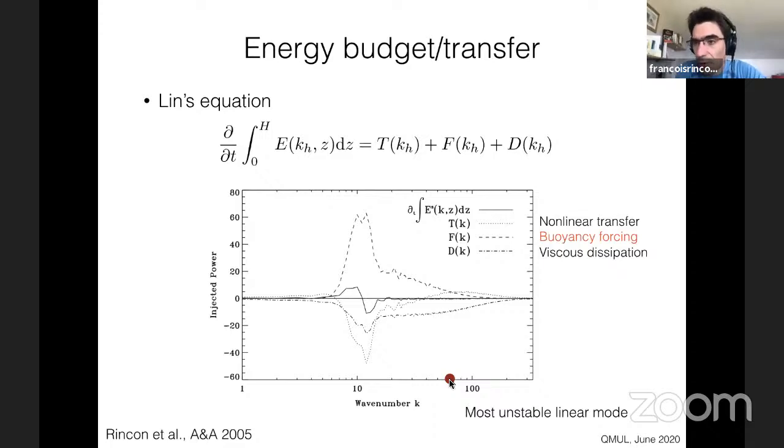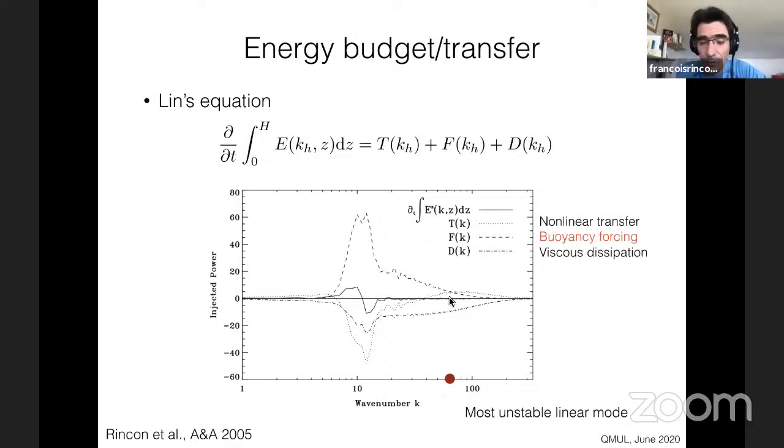The other information on this plot is that you take this red point here, this scale. This is the most unstable linear scale in the system. So this is what your dispersion relation would give you, right? If you make an analytic theory for thermal convection in this system, or semi-analytic because you need to solve things numerically because of stratification, you will find that if you put your system in an unstable situation, it will grow at this scale preferentially first. That's what you saw on the previous animation.